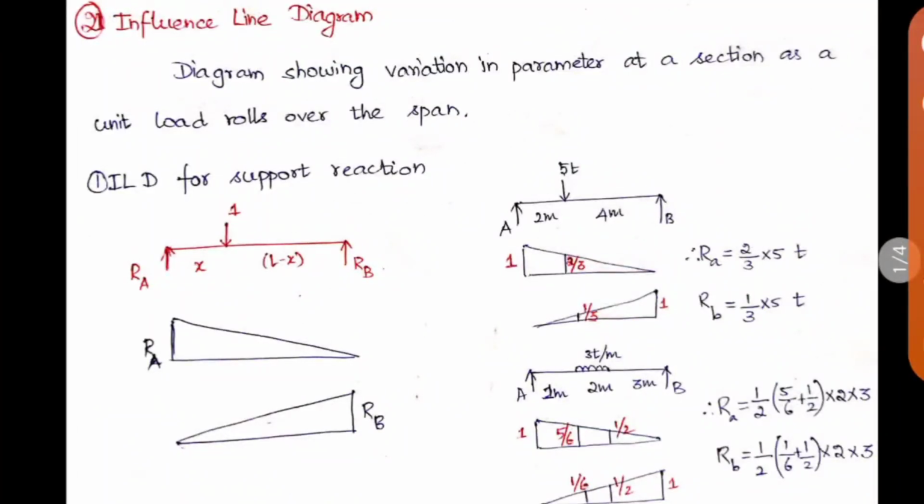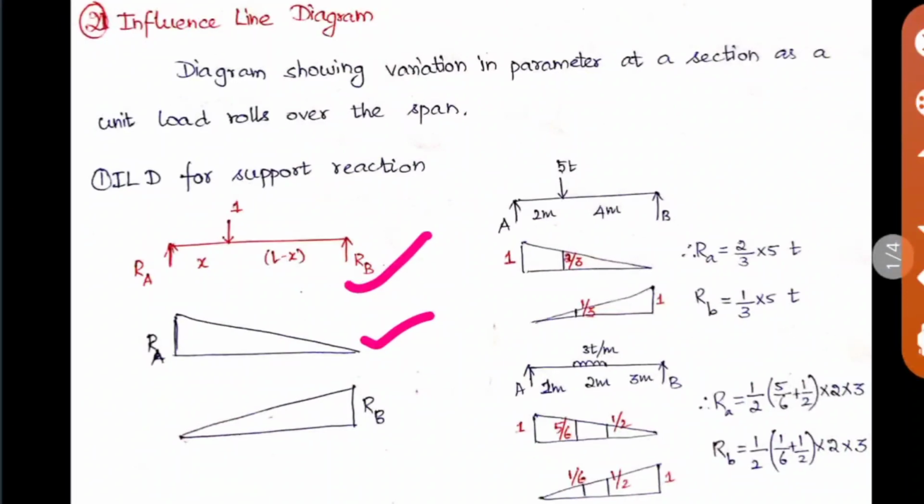So here a simple diagram is given: a simply supported beam and a unit load placed at a point, at a distance of x from the reaction A and at a distance of L minus x from RB, that is the B. If you want to draw the ILD for reaction A, it should be like this. RA will be having 1, that means this 1 is placed at RA. So you'll be getting RA as 1 there, and if you have to find the reaction RB, it will be at the place of B. So you'll be getting a diagram like this.